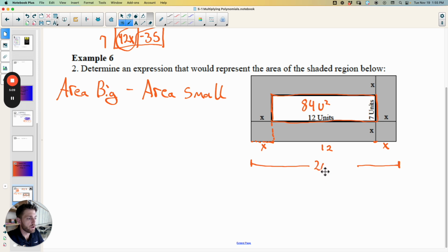is 2x plus 12, because I have how many x's? I have 1, 2, plus 12. So I'm essentially just combining like terms here. I have 2x's plus 12. So the expression here is 2x plus 12.